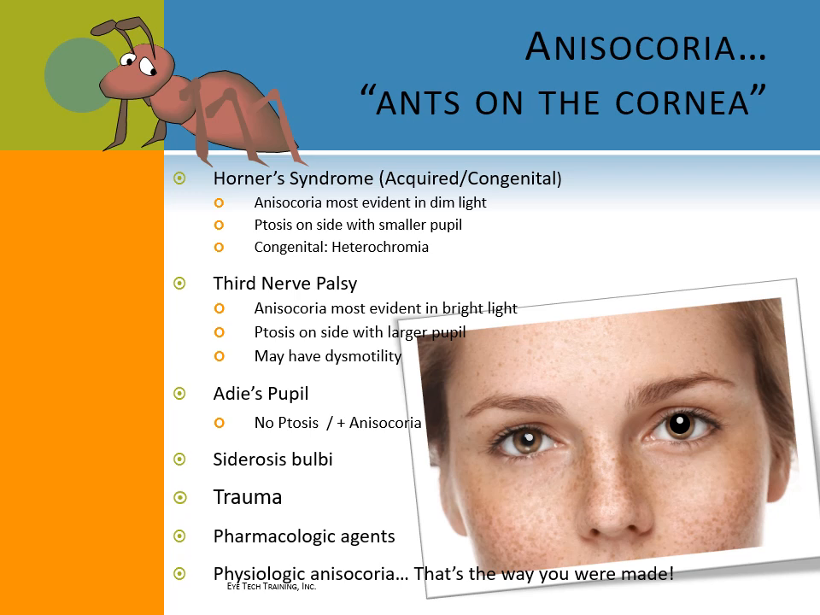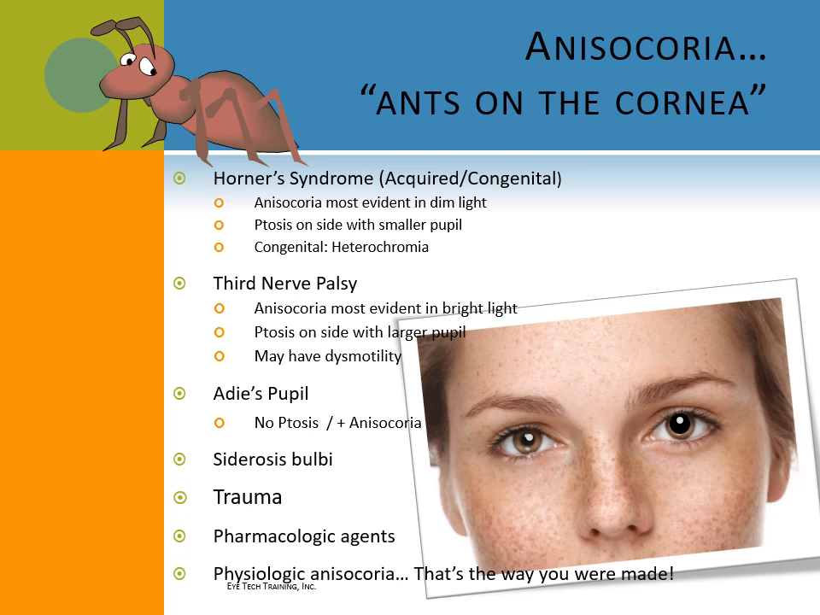So this is a difference in the size of the two pupils of more than 1 millimeter in ambient lighting conditions. Let's talk about some conditions that can cause anisocoria. Horner's syndrome can be acquired or congenital. Congenital is benign, so there's no disease process going on.